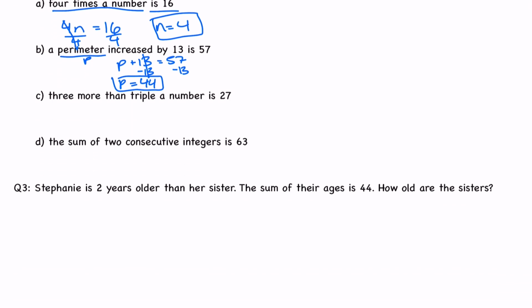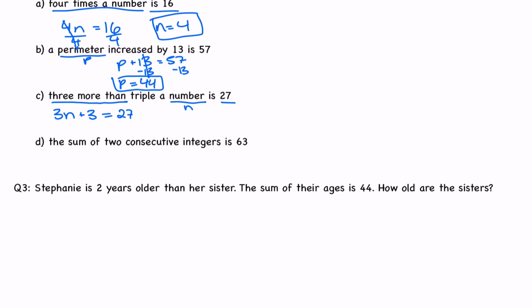Part C says 3 more than triple a number is 27. So 3 more than triple a number. So let the number be n. So we're tripling a number. So 3 times a number. And then we're doing 3 more than that. So we're adding 3 is equal to 27.